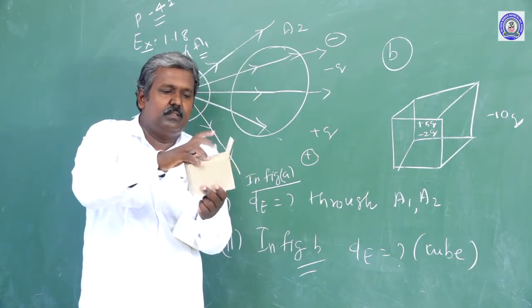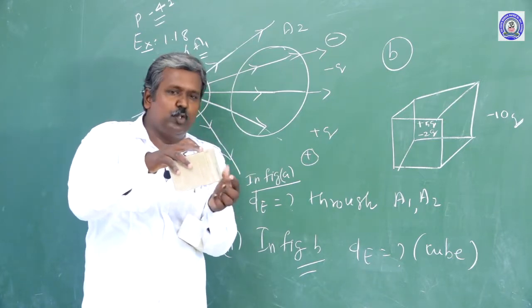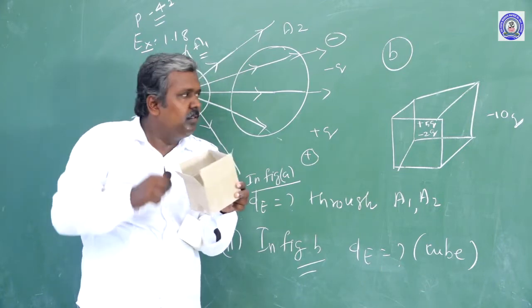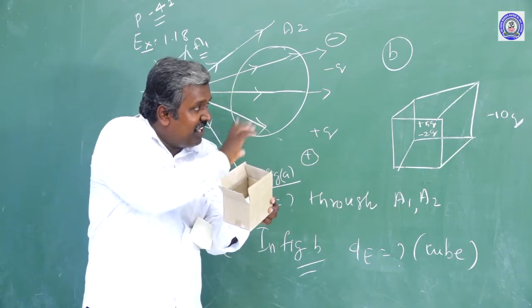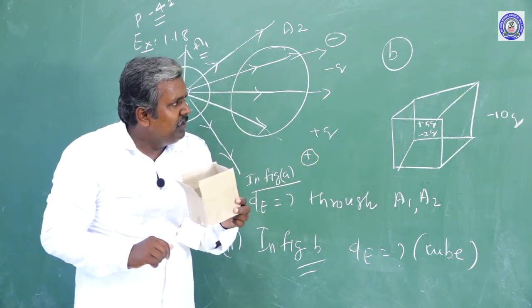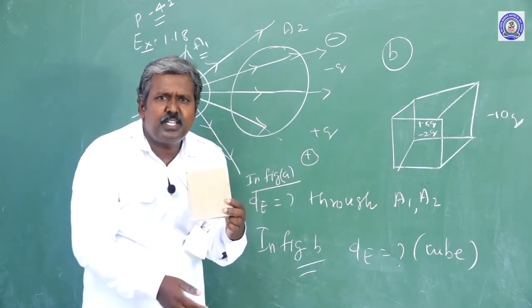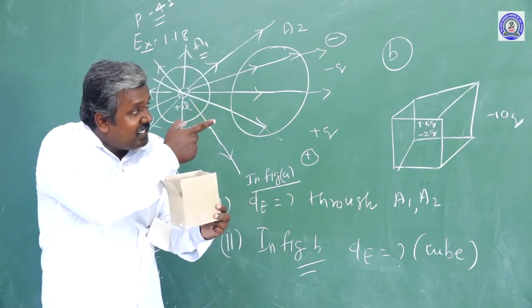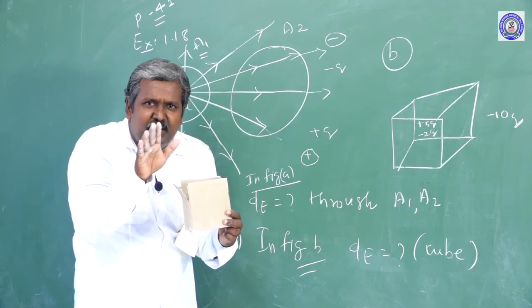This is an example for a cube. Placed inside the cube are plus 5Q and minus 2Q, and minus 10Q lying outside the surface. Okay, so this minus 10Q charge will not contribute to flux. I am correct or not? Leave it, 0.